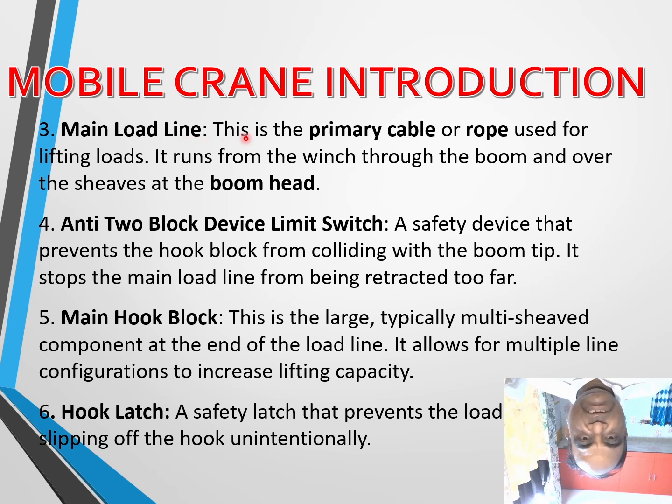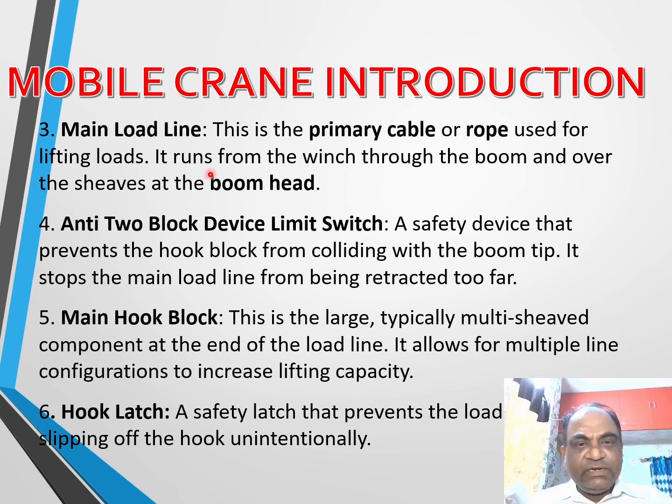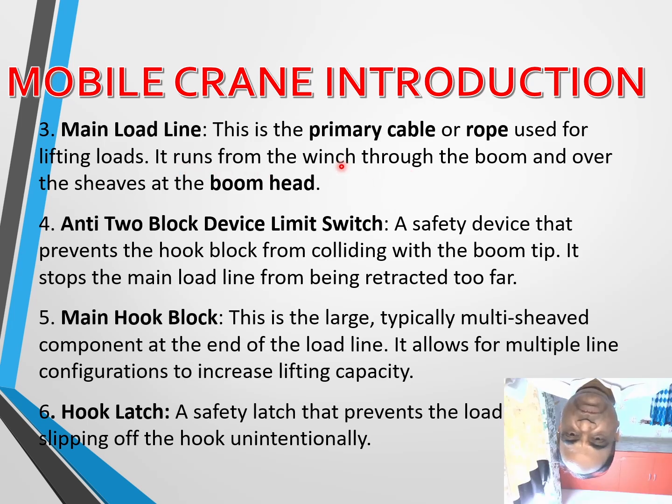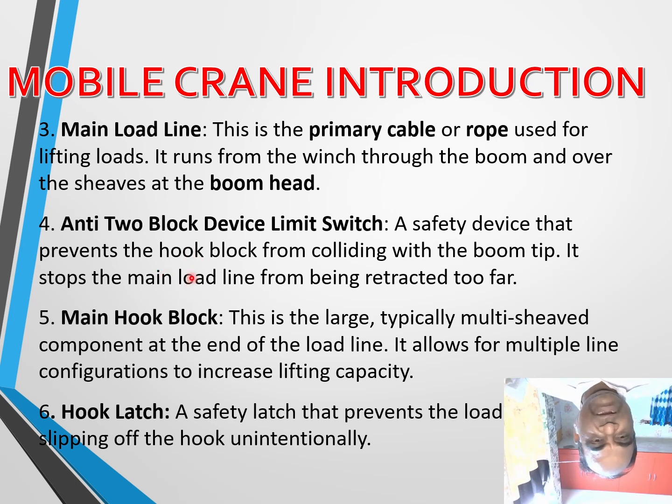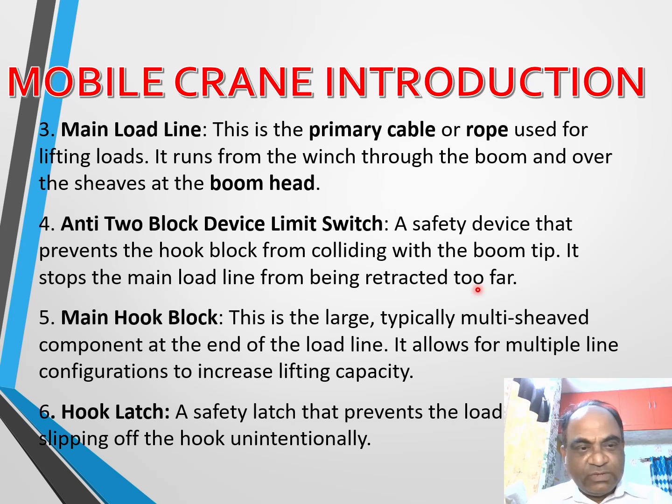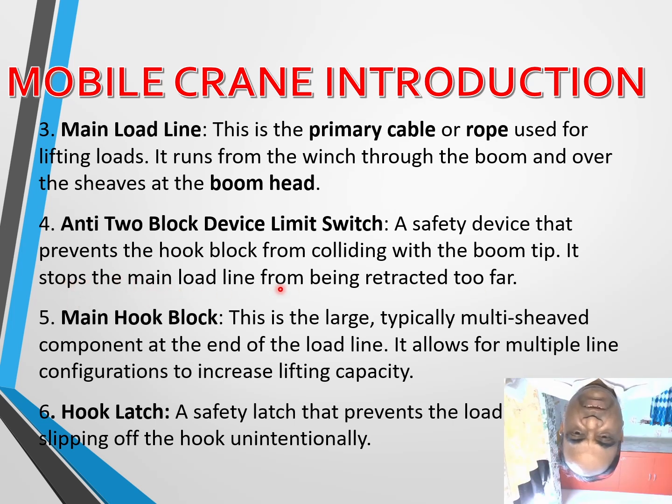Main load line is the primary cable or rope used for lifting the load, and it runs from the winch through the boom and over the sheaves at the boom head. Anti-two block device: basically, the anti-two block device prevents collision of these two blocks, that means the auxiliary block and the main block. It is a safety device that prevents the hook block from colliding with the boom tip, and it stops the main load line from being retracted too far.